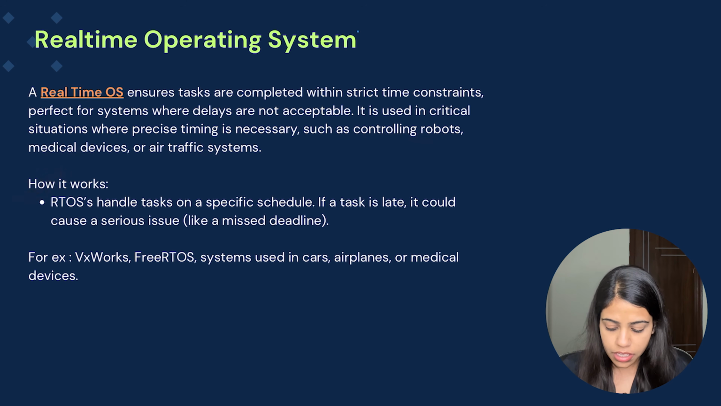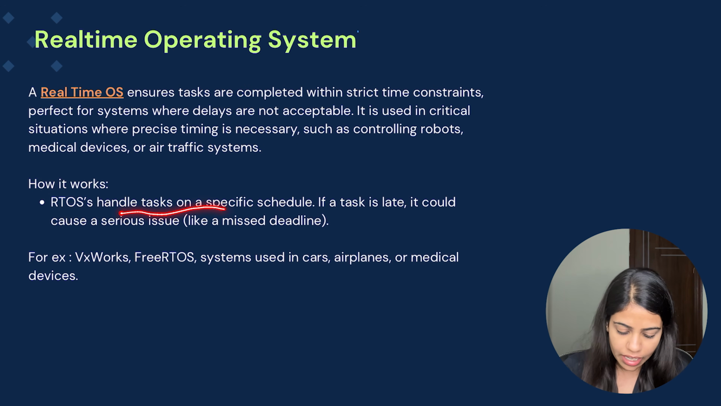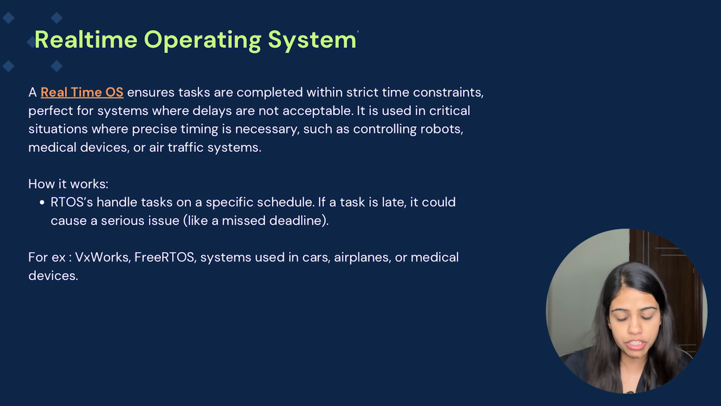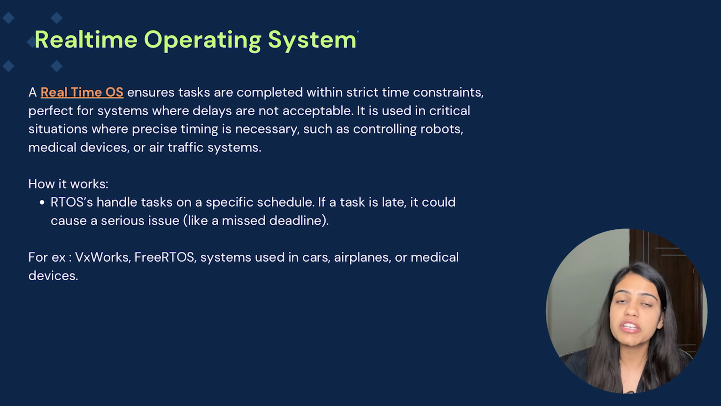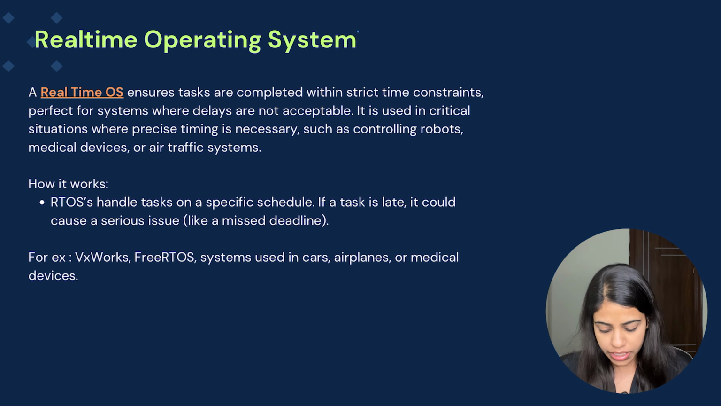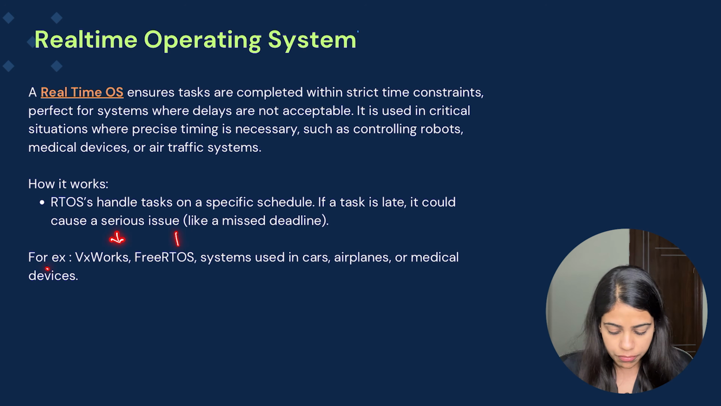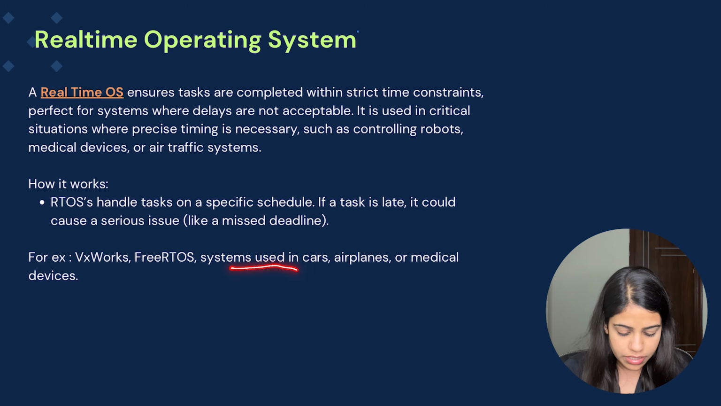Now how does it work? A real-time operating system handles tasks on a specific schedule. So there is a schedule on the basis of which the real-time operating system handles the tasks. If a task is late, it could cause a serious issue like a missed deadline. Again, if it's getting used in medical devices, robots or air traffic systems, at that time real-time data is very much necessary. So a real-time operating system needs to be very accurate, very precise. For example, VxWorks and FreeRTOS are systems used in cars, airplanes or medical devices.